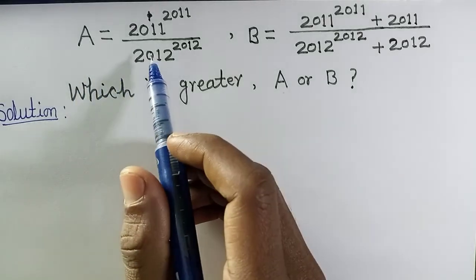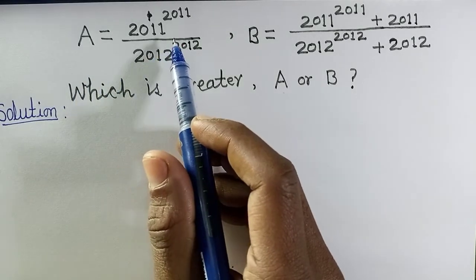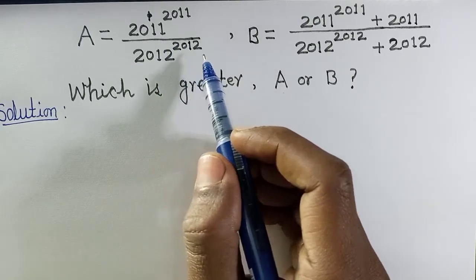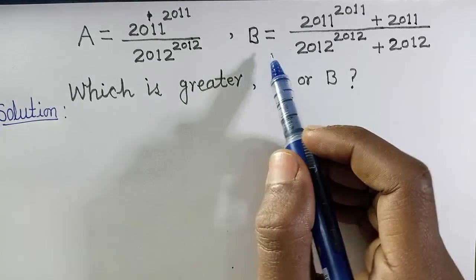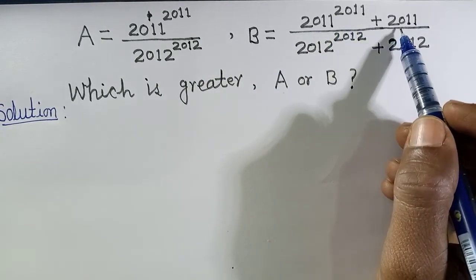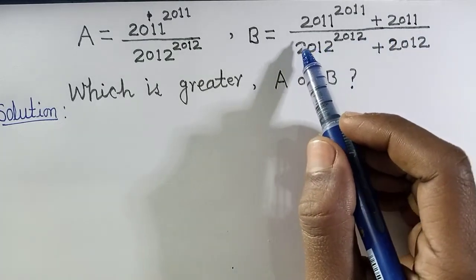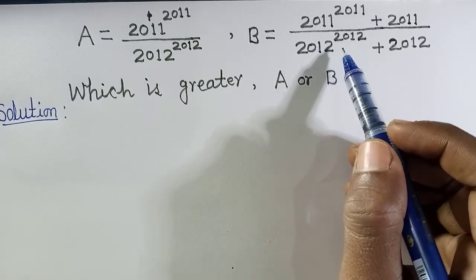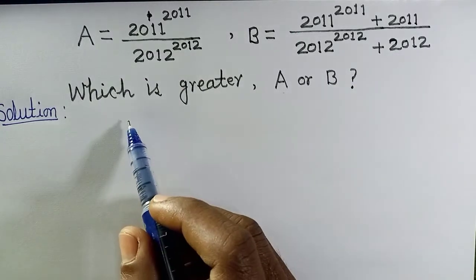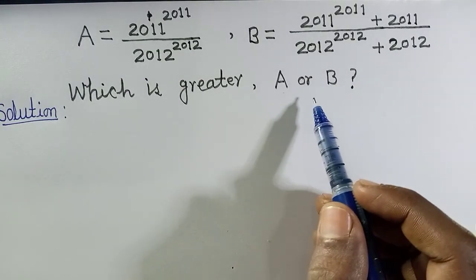Given a is equal to 2011 to the 2011 over 2012 to the 2012, and b is equal to 2011 to the 2011 plus 2011 all over 2012 to the 2012 plus 2012. Which is greater, a or b?